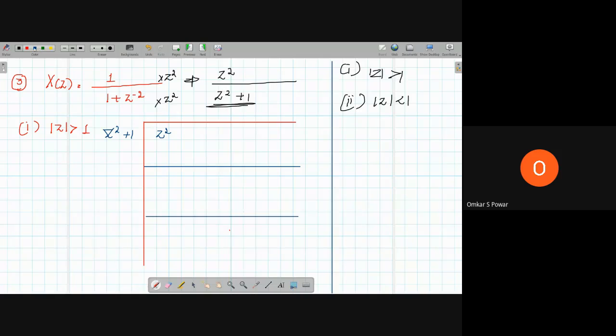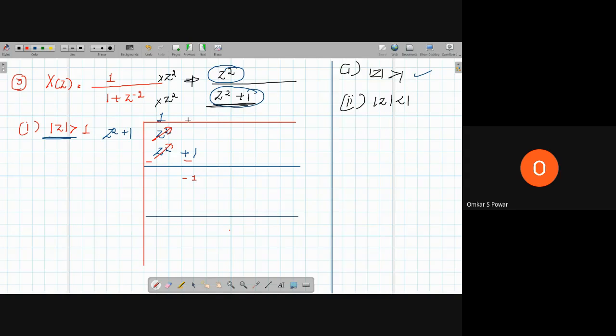So let us go to the first condition where we will solve for mod z greater than 1. For mod z greater than 1, what we have to do? We have to write in terms of z square plus 1. So I'll write it again here, sorry. So we have z square plus 1 and z square. So this is your denominator, and this is your numerator. So z square, 1's a z square. So 1 into 1 is 1. So then what you have to do? You have to change the sign. So let me change the sign. So this and this cancels off. So you will get here minus 1.